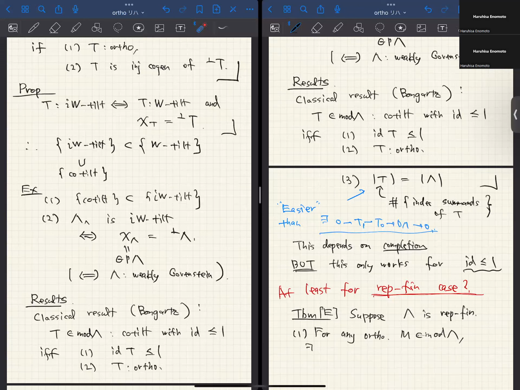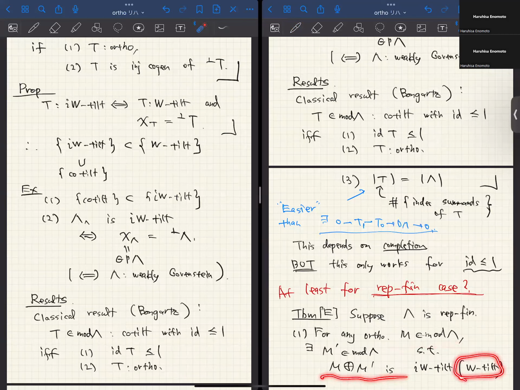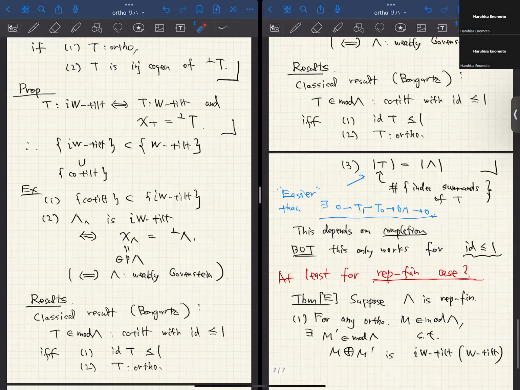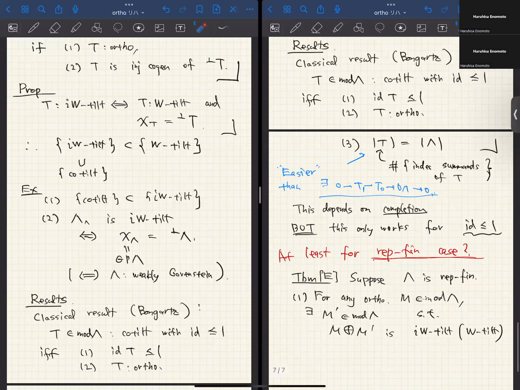There exists some module such that the direct sum is injectively Wakamatsu, or maybe this can be replaced as just Wakamatsu. So any orthogonal module of a representation finite algebra can be completed to a Wakamatsu module. So it's nice. So completion works for the representation finite case.